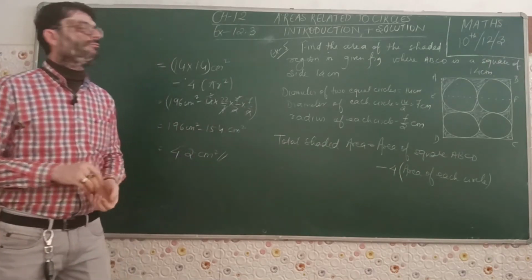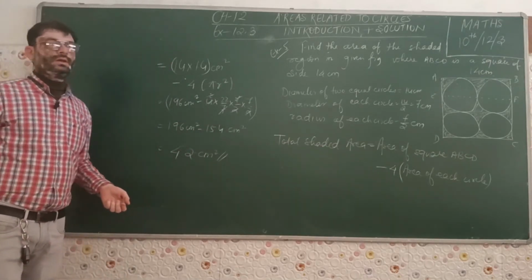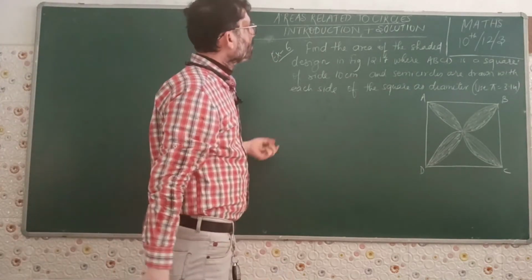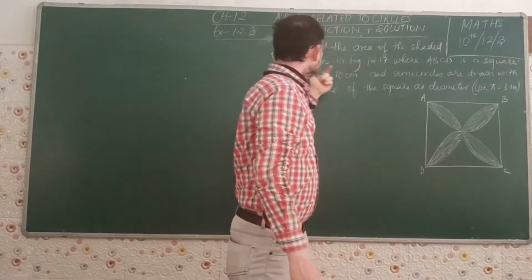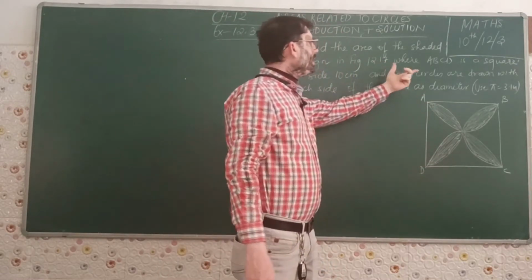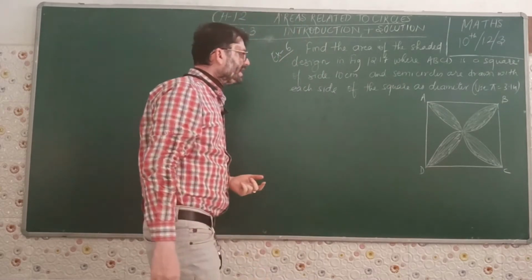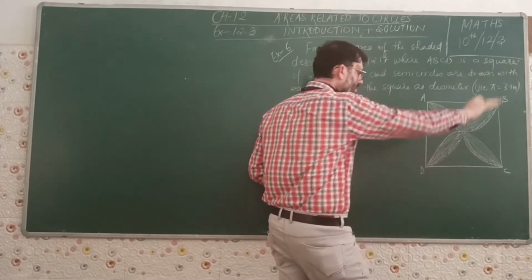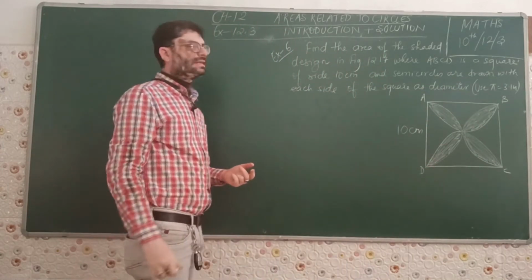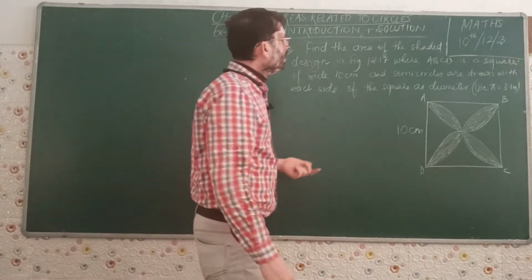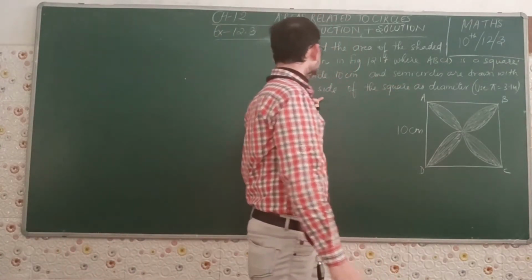So example number 6. Find the area of the shaded design in the figure that is given, where ABCD is a square of side 10 centimeter. All the four sides are same. AB is equal to BC is equal to CD is equal to AD. And semicircles are drawn on each side.